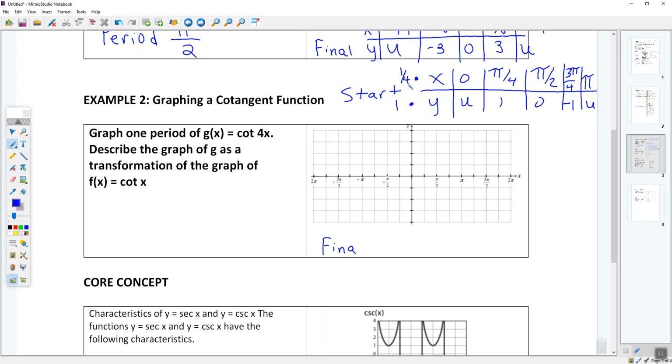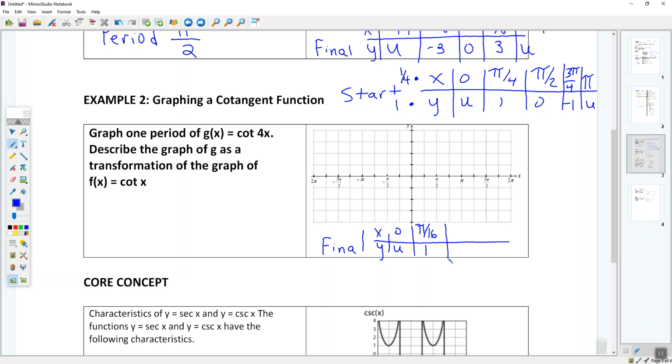Okay. So here we go. What's 0 times 1/4 going to be? 0. What's 1 times undefined going to be? So what's our first final point going to be for this new period? 0, undefined. Okay, let's talk about the second one. What's 1/4 of pi over 4? Pi over 16. And then 1 times 1 down here would be what? 1.